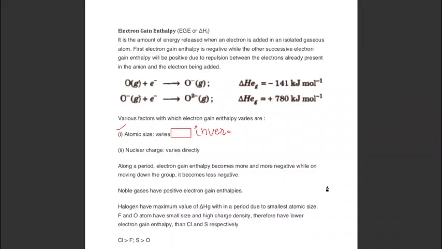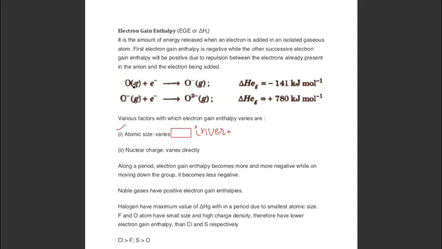Hello students, in this video I will discuss some periodic properties of elements. First is electron gain enthalpy. Electron gain enthalpy is the amount of energy released when an electron is added to an isolated gaseous atom.